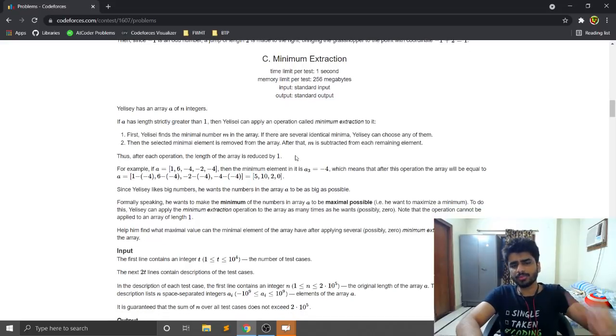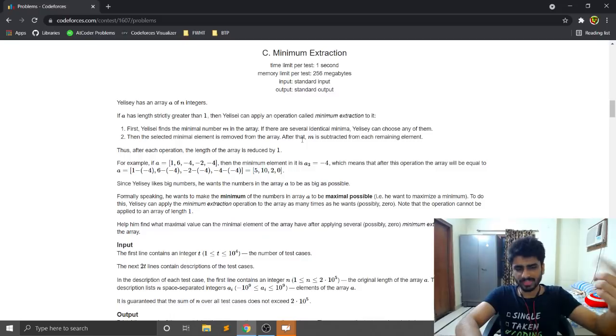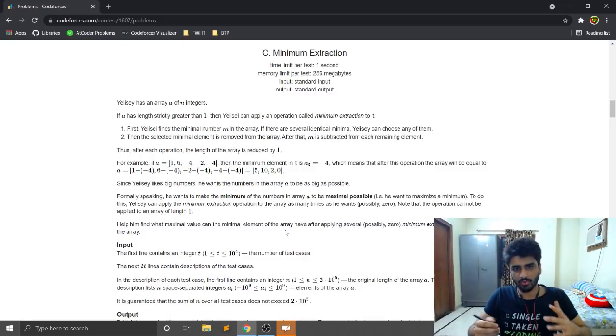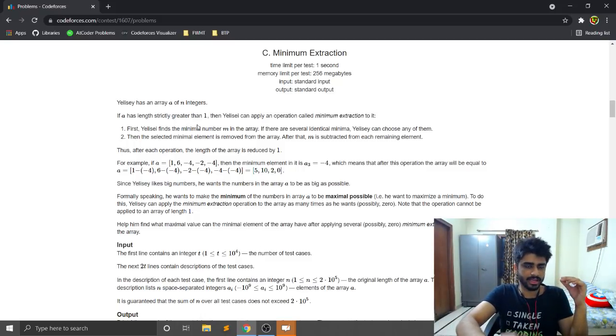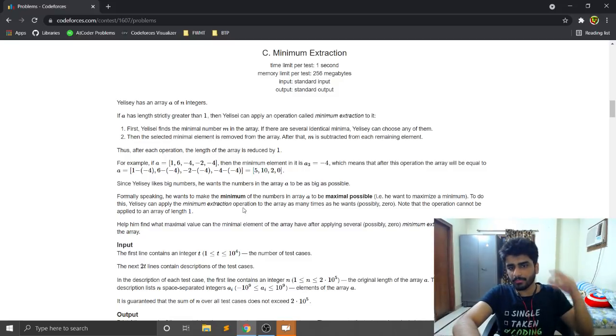And the third problem is minimum extraction. So I think this one was easier than the second one. In this, we are given an array and we can do a certain move as many times as we want, even 0 times. To perform the move, the array has to have at least 2 or more elements. What we will do is take the minimum number from the array and throw it out of the array, and from the remaining elements we will subtract that element from all the elements.